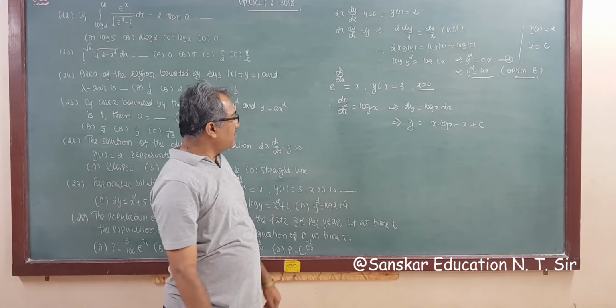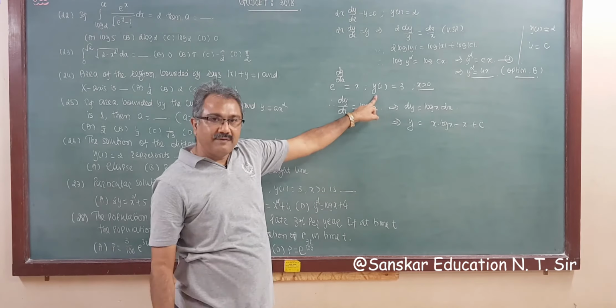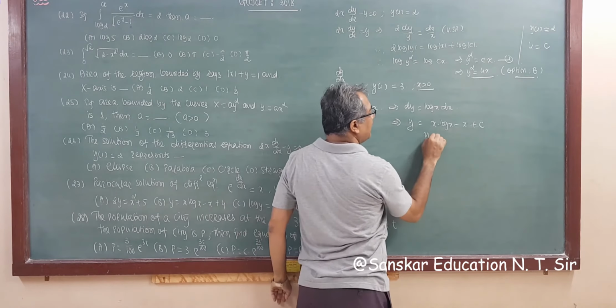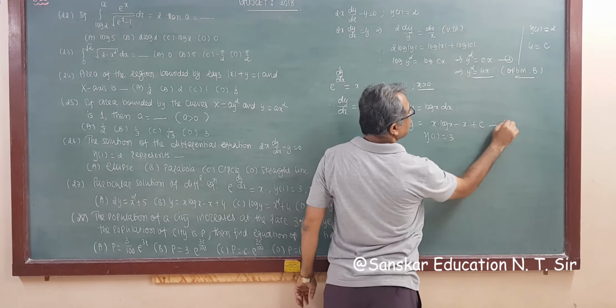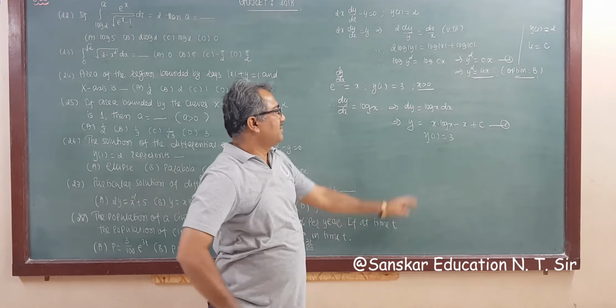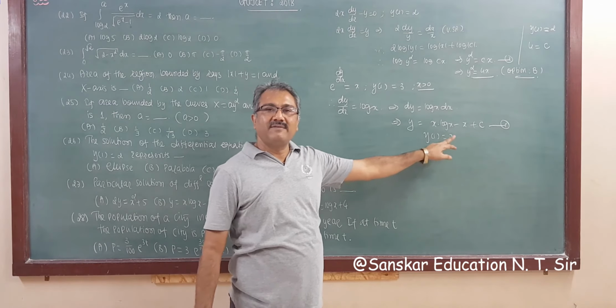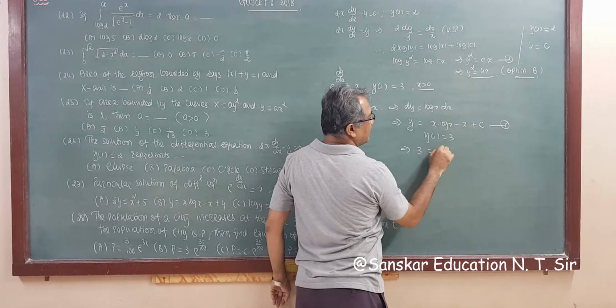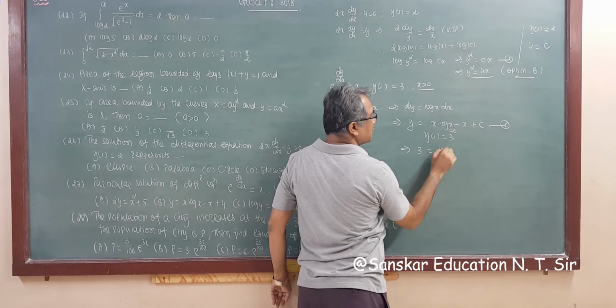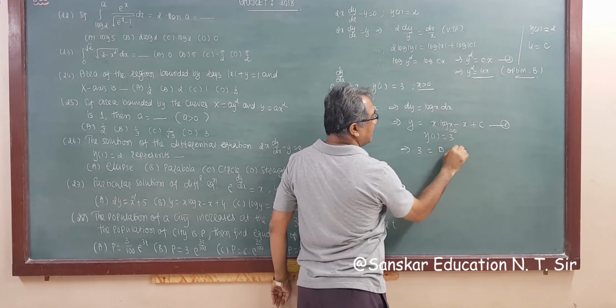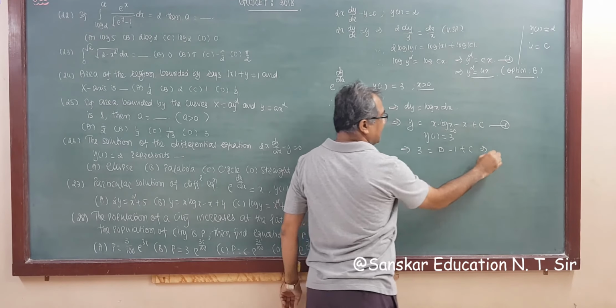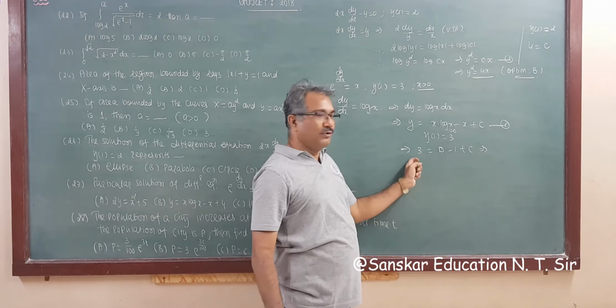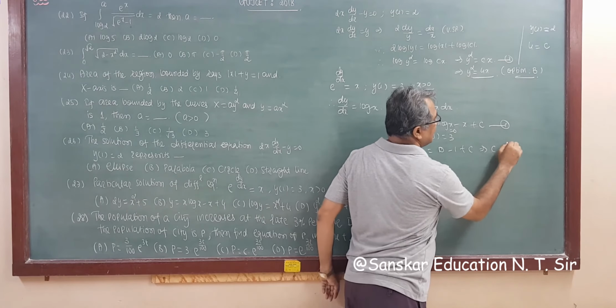Right? Now again y1 equal to 3 is given, so y1 is equal to 3, right? This is equation number 1. So that means x is equal to 1, then y equal to 3. So y equal to 3, that is 3. X is equal to 1, 1 log 1, that is 0. So everything is 0. Minus 1 plus c. So this implies c is equal to 4.